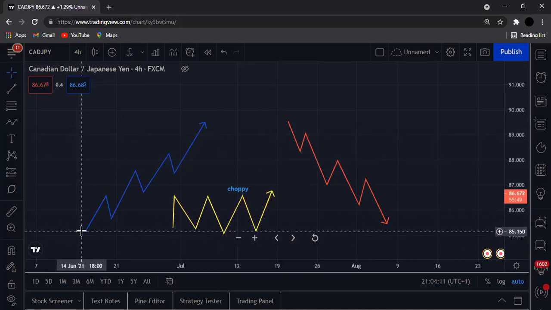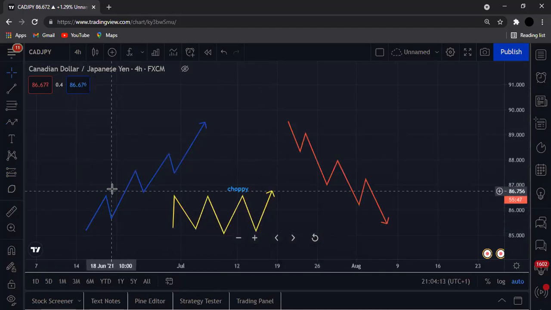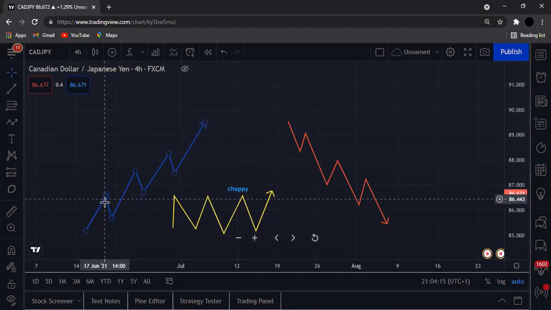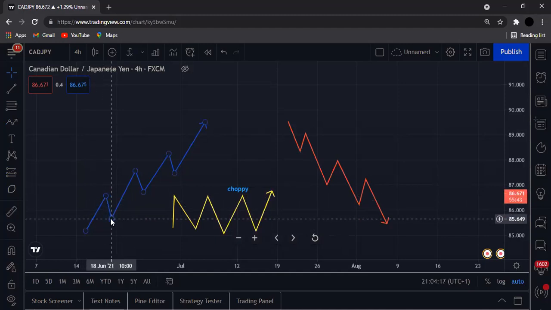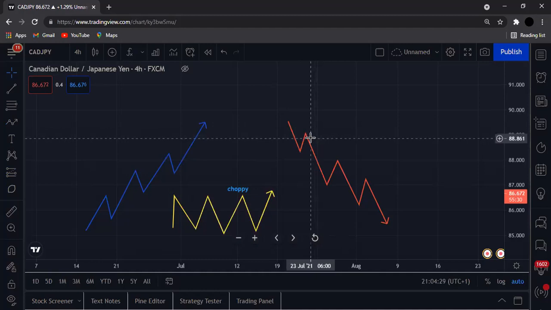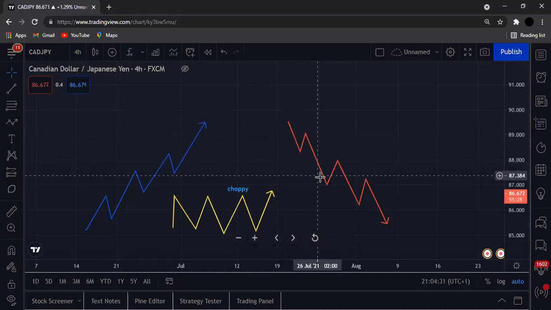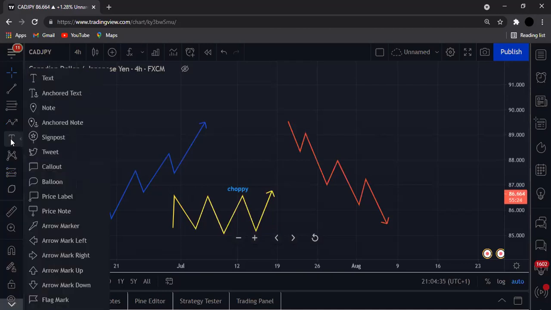So in an uptrend, we have a series of higher highs and higher lows. The uptrend uses the prefix high, the higher high, the higher low. Then the downtrend uses the prefix lower: the lower high, the lower low. So let me just represent this with something.